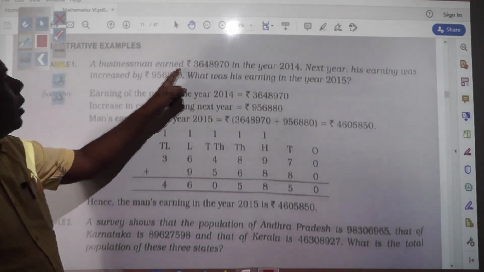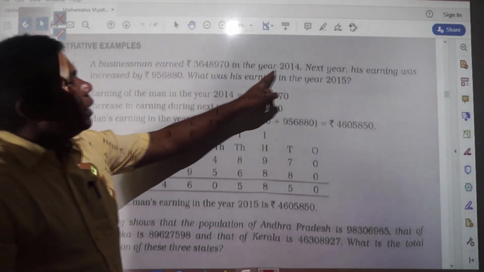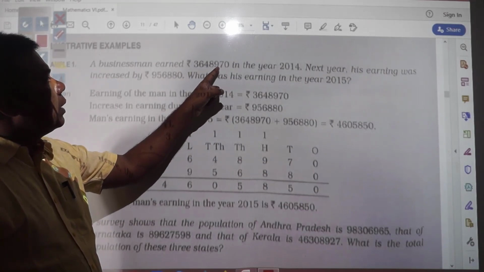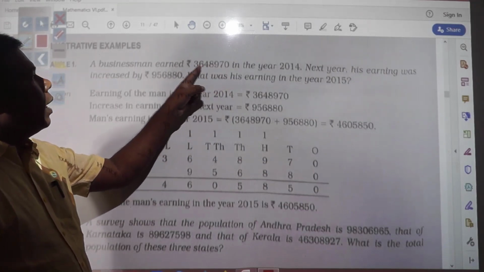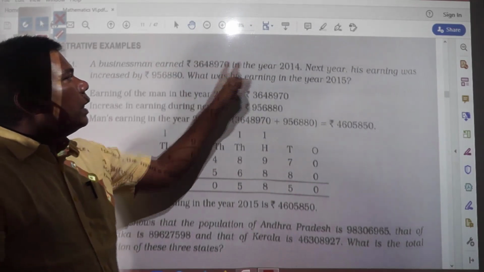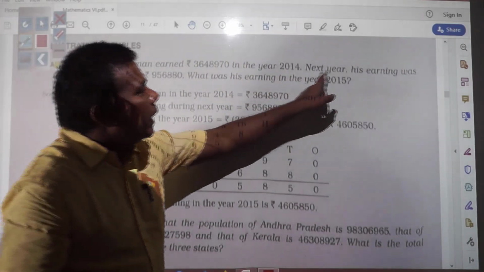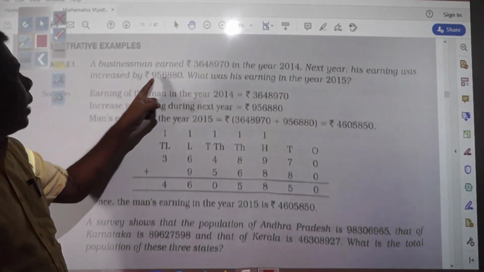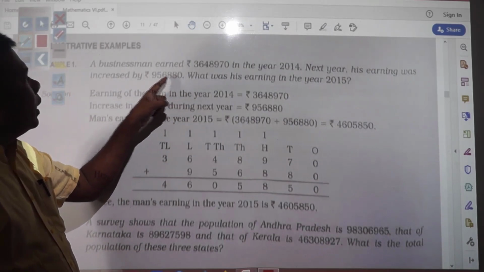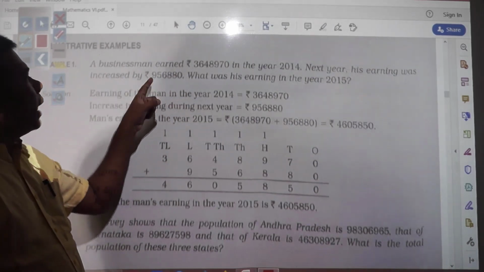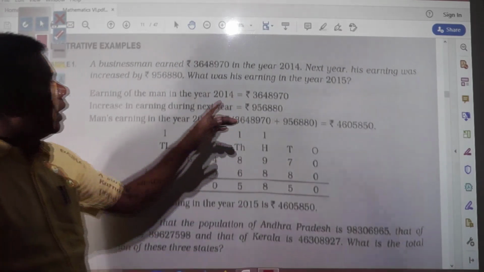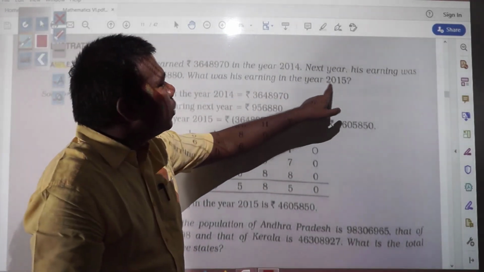A businessman earned this much rupees in the year 2014. How much rupees? You read this: ones, tens, hundreds, thousand, 10,000, lakh, 10 lakh. So this is 36 lakh 48,970 rupees he earned in 2014. Next year his earning was increased by this much rupees. How much? Ones, tens, hundreds, thousands, 10,000, lakh. Means 9,56,880 rupees has been increased in the next year. What was his earning in the year 2015?